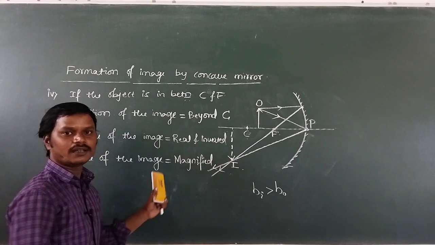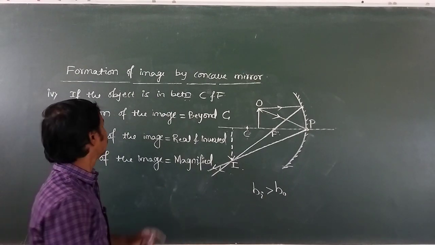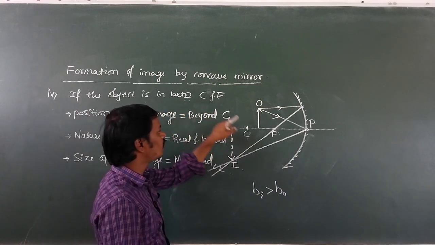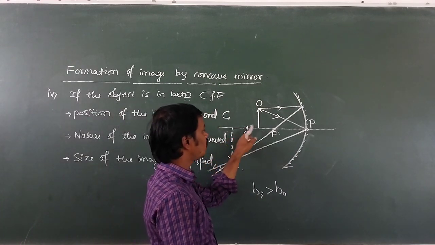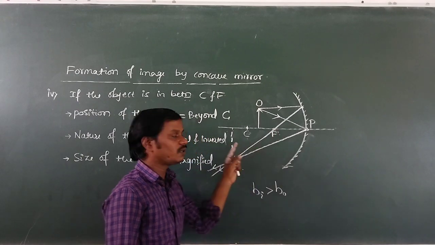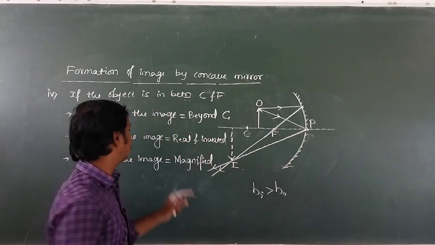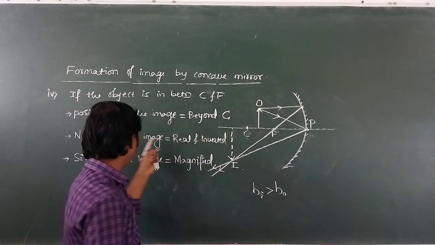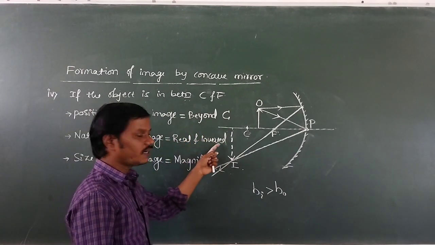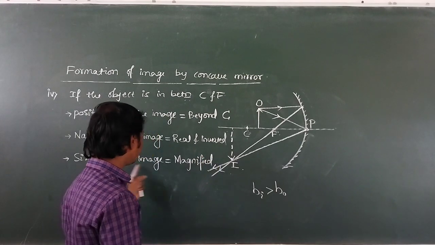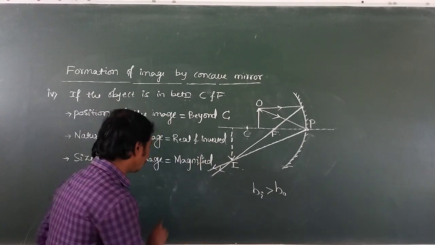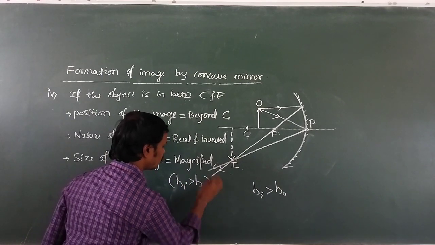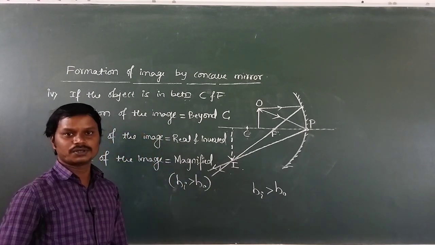Enlarged, magnified or enlarged. See here, what is the fourth case? If the object is in between C and F, means it is in between center of curvature and focus, then what is the position of the image of the object? The position of the image of the object is beyond C. And what is the nature of the image? Real and inverted. And what is the size of the image? Magnified. What is its meaning? Height of the image is greater than height of the object. So this is about the fourth case.